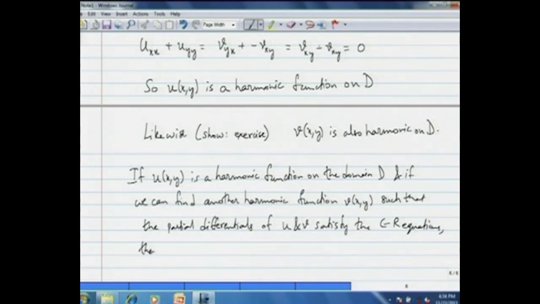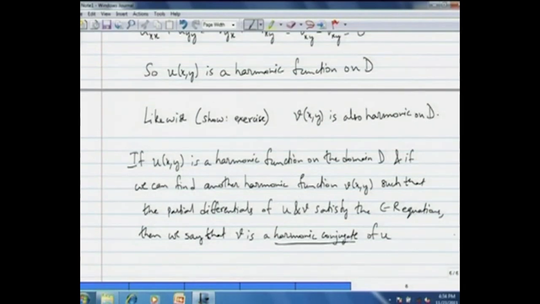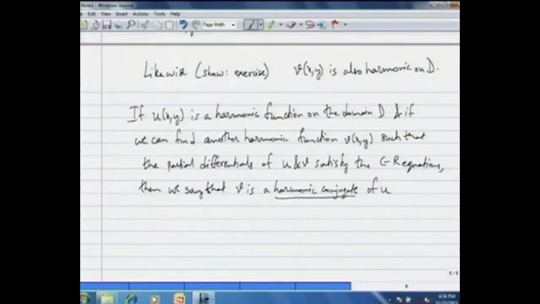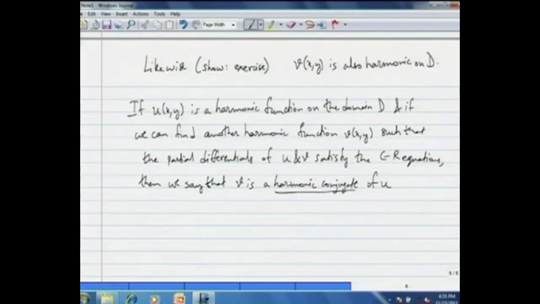then we say that v is a harmonic conjugate of u. Okay. So, if we start with a harmonic function and if we are able to find yet another harmonic function, such that u and v satisfy the Cauchy-Riemann equations, then we say that v is a harmonic conjugate of u.